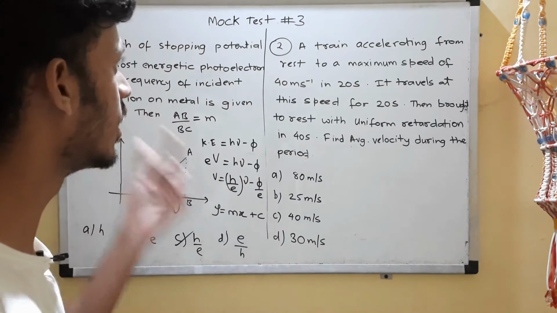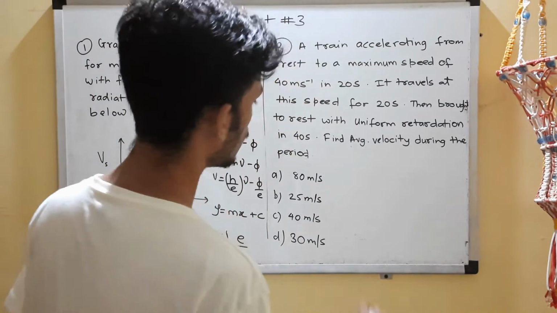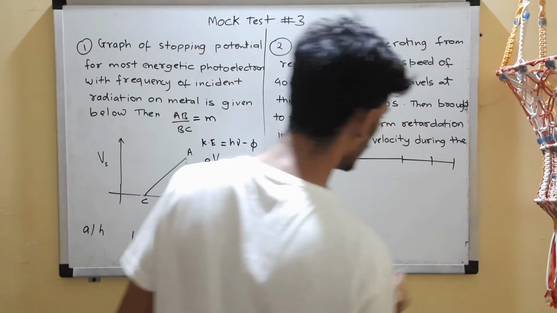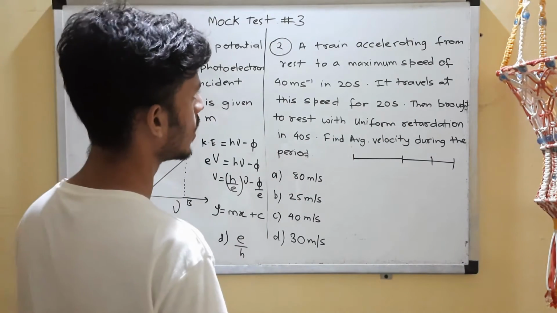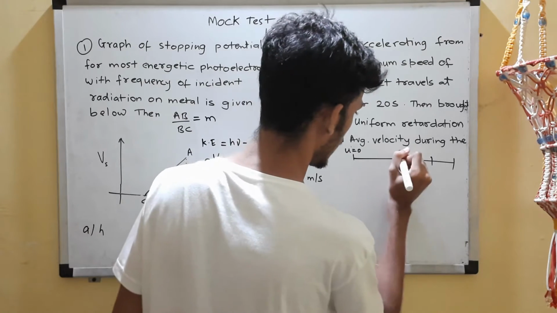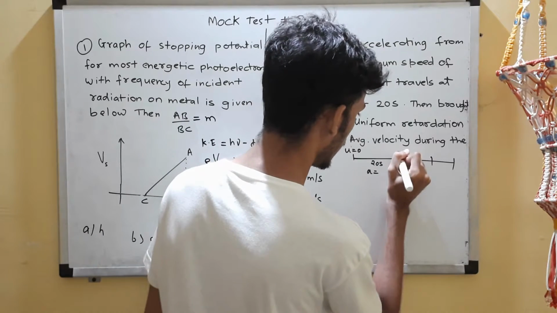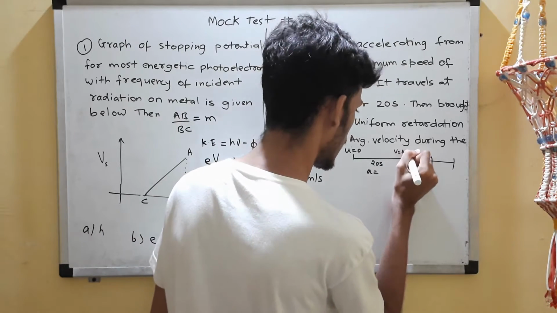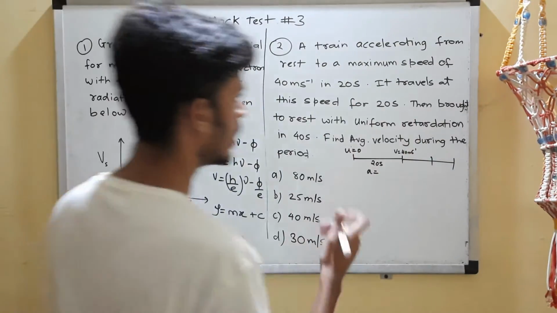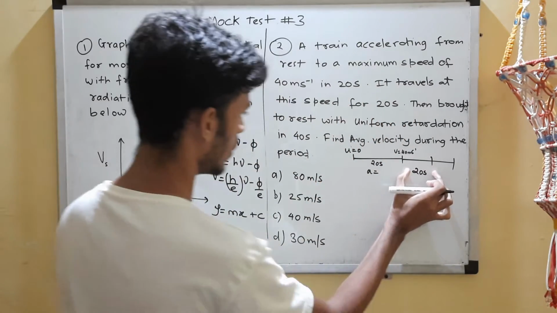In this question, we have a train. Basically the journey of a train is divided into 3 parts, so we can picture this actually. These are the 3 parts, suppose. First it begins at rest. Then it is accelerated with certain acceleration for 20 seconds, and it attains a speed of 40 meters per second. Now it maintains that speed for the next 20 seconds. So it maintains the same speed for the next 20 seconds, this part of the journey, the second part.